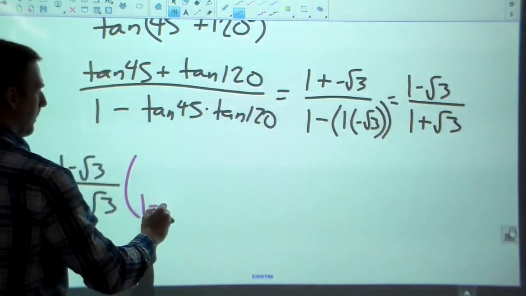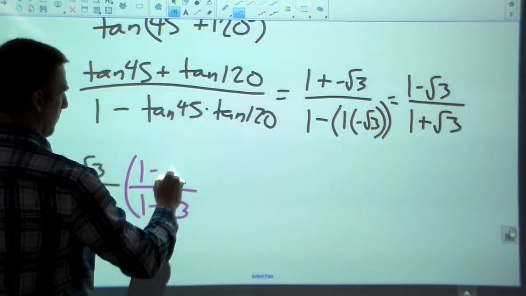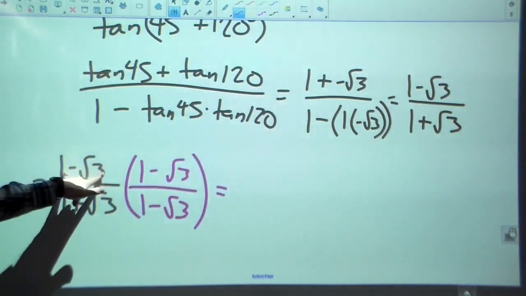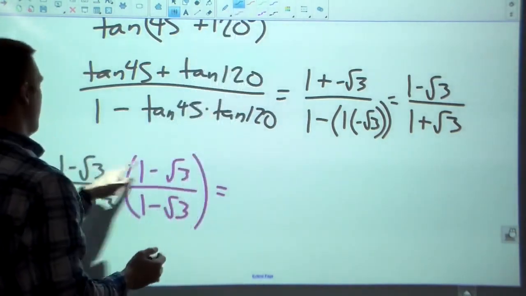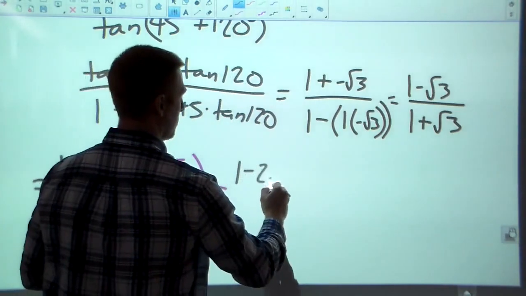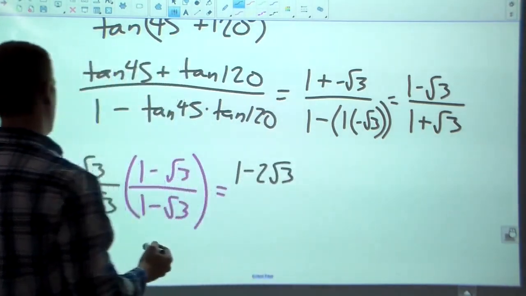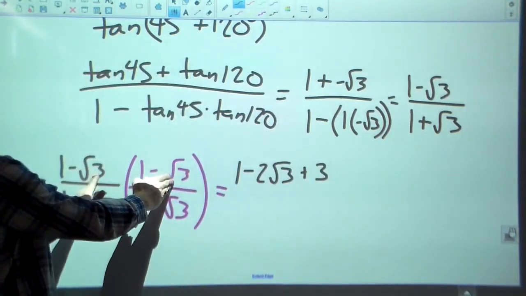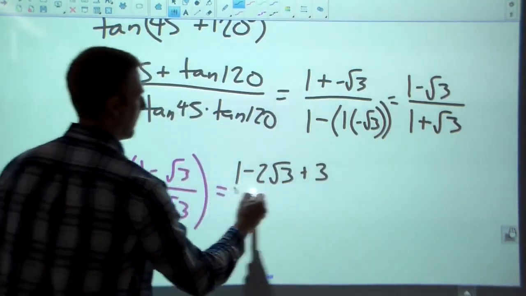It's 1 minus the square root of 3 over 1 minus the square root of 3. I said it backwards from the way I wrote it. But let's multiply things out. So 1 times 1 is 1. We're going to have minus 2 square roots of 3. And then finally, we're going to have plus 3. Two negatives make a plus. Square root of 3 times itself is just 3.